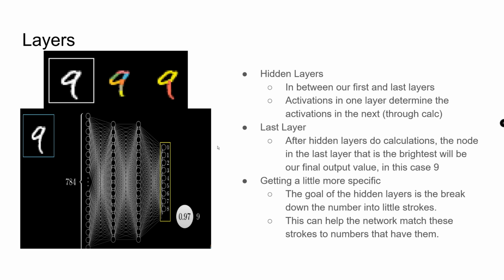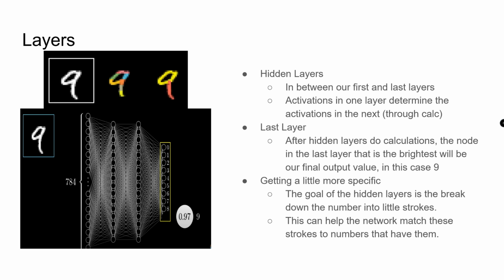All right, so now I'm going to be talking about the layers. We have our input layer here, which is the first one, our hidden layers, and the last layer. The hidden layers are in between our first and our last layers. The activations of the neurons in one layer determine the activations in the next through a specific algorithm or calculation that each node has to perform. Now, after the hidden layers do the calculations, the node in the last layer that is the brightest will be our final output value, in this case number 9.